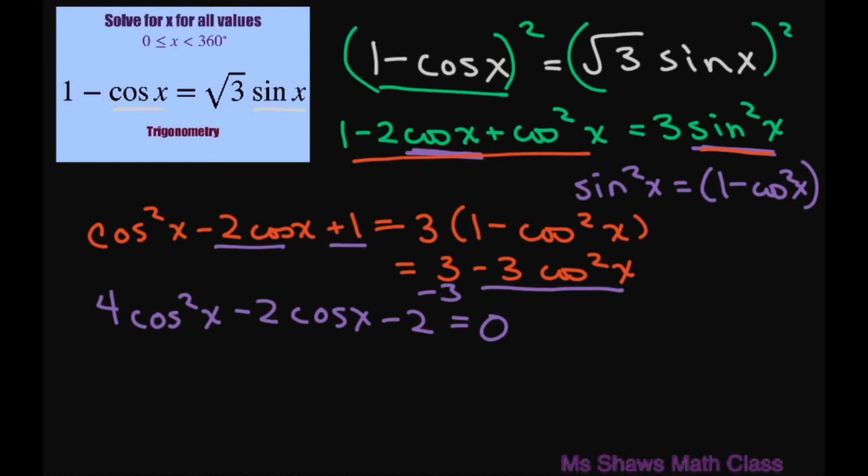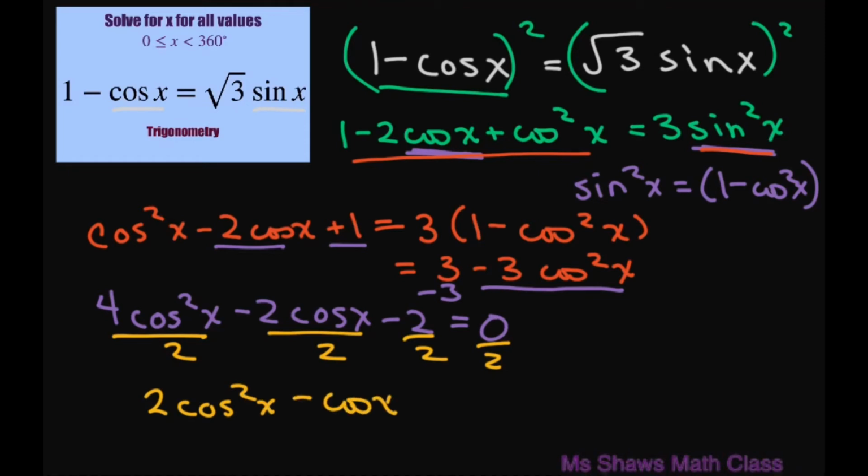To make this a little easier, we can divide each of these terms by 2. Those will be a lot easier to factor. So we're going to get 2 cosine squared of x minus cosine of x minus 1 equals 0.